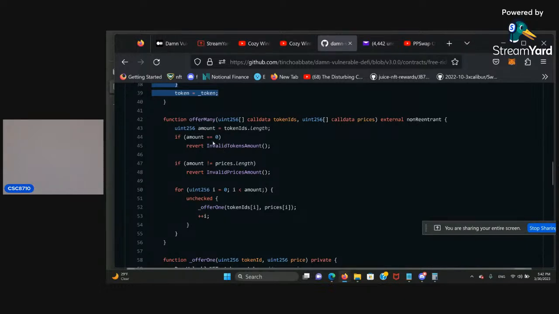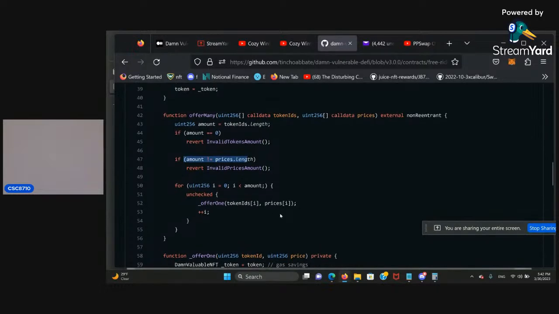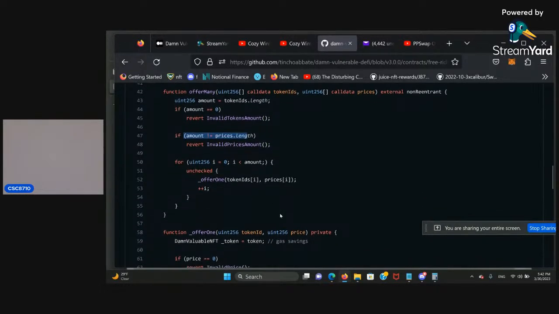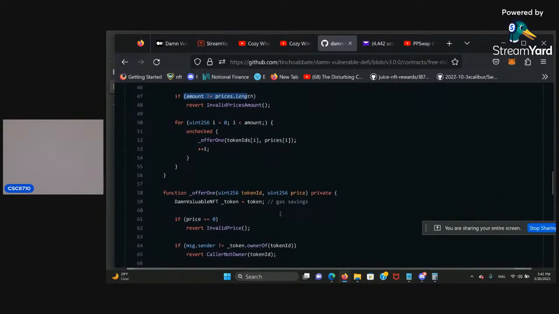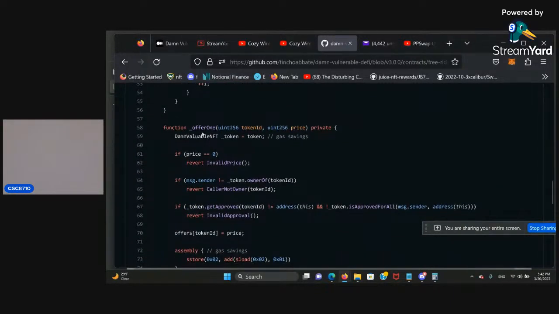There are 2 checks over here. Number one, we check that the number of NFTs you are selling is not equal to 0. Secondly, we make sure these 2 arrays have the same length. And then we use a for loop to iterate through each token ID and set the price for each token ID. In this case, we set all of them to the same price, 15 Ethereum per NFT. And then here's the function that sets the price for each NFT.